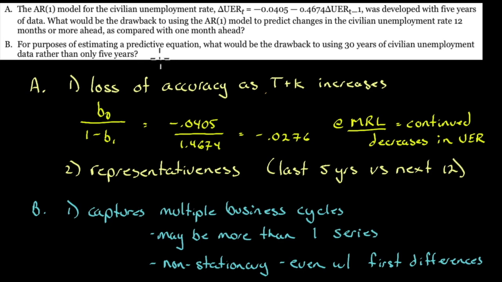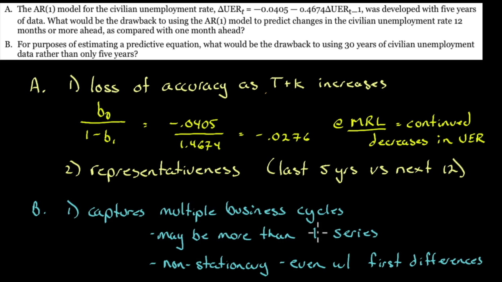B, for purposes of estimating a predictive equation, what would be the drawback to using 30 years of civilian unemployment data rather than only 5? Well, we saw this in the example of Lisette Miller calculating the inflation rate in example 6 that we looked at. She used 30 years of data, and it appeared to capture 2 separate regimes. Well, if we're going to go 30 years, unemployment is very, very tied to the business cycle. You have multiple business cycles over those last 30 years. You're going to have multiple regimes. So it's going to capture more than just one regime. It captures multiple business cycles, maybe more than one series in there. So it's going to be non-stationary.